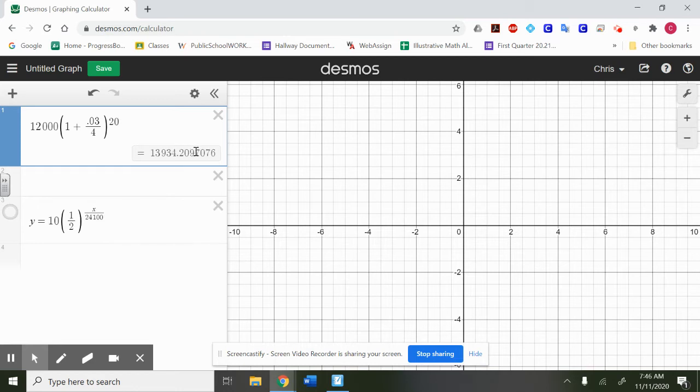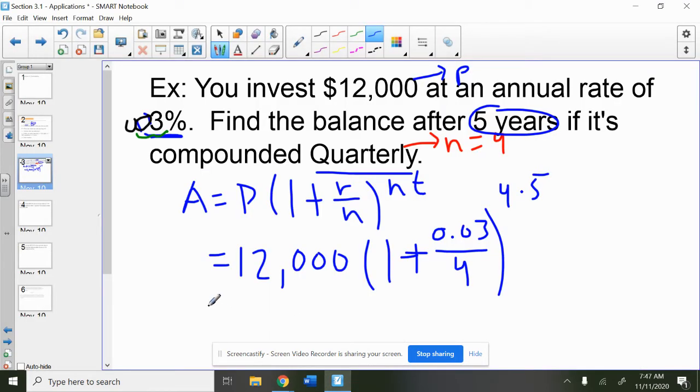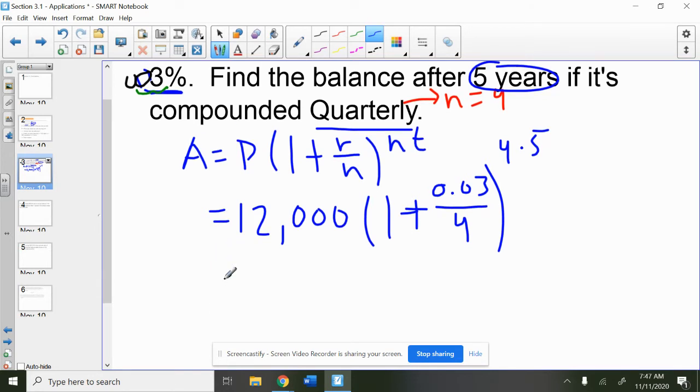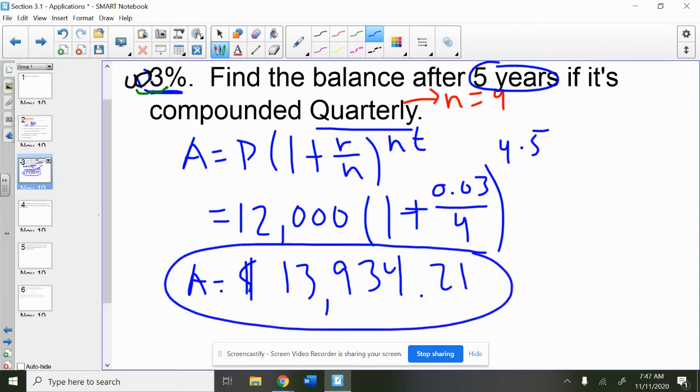So we get 13,934.209. Now, we're going to round this because of cents. So I look to the right, that's a 9. That's going to make it 21. So then my final amount, my account balance, would be 13,934.21. So once you get a feel for it, you're just using your calculator there, but it takes a little bit to get used to it.